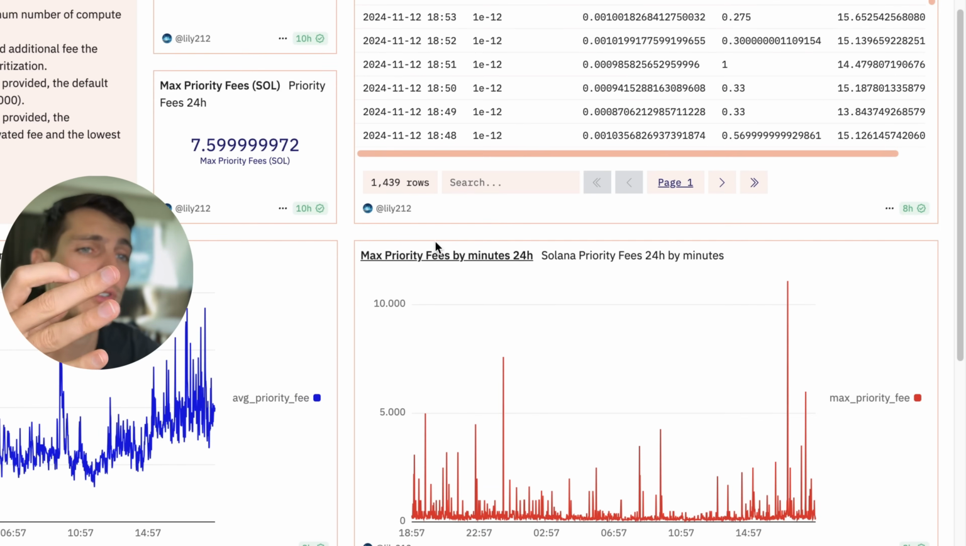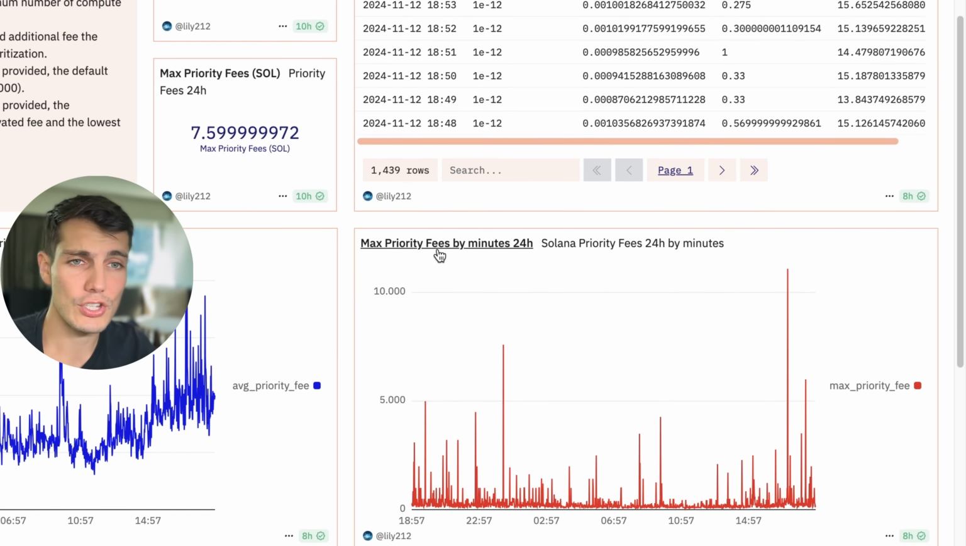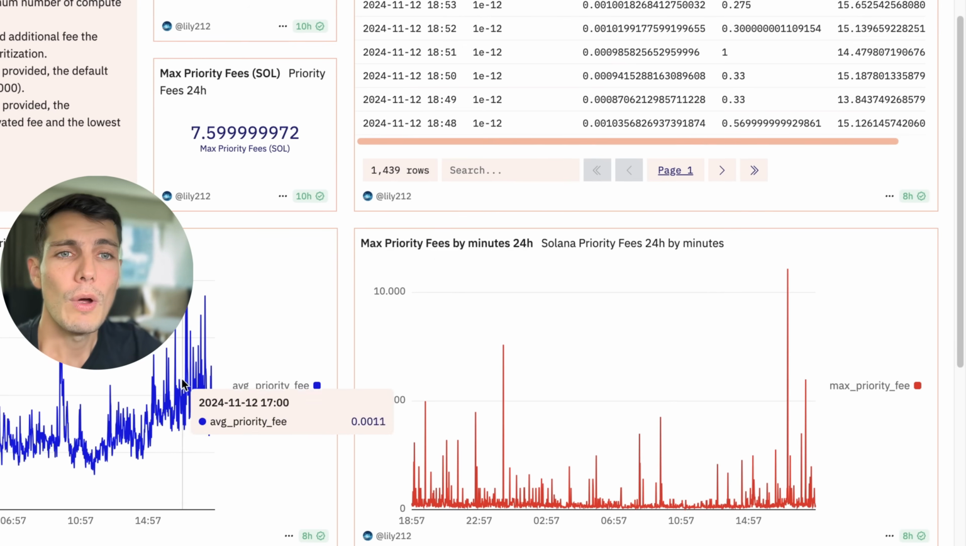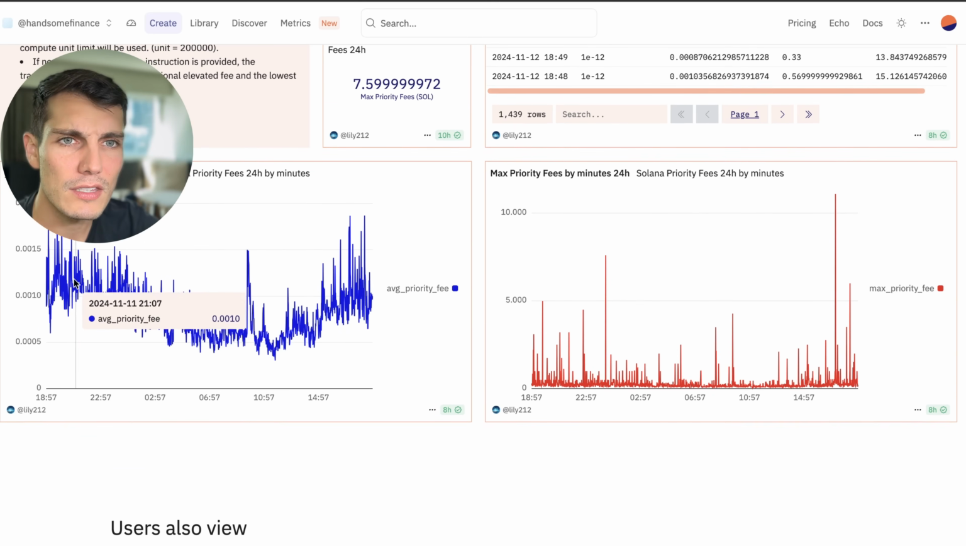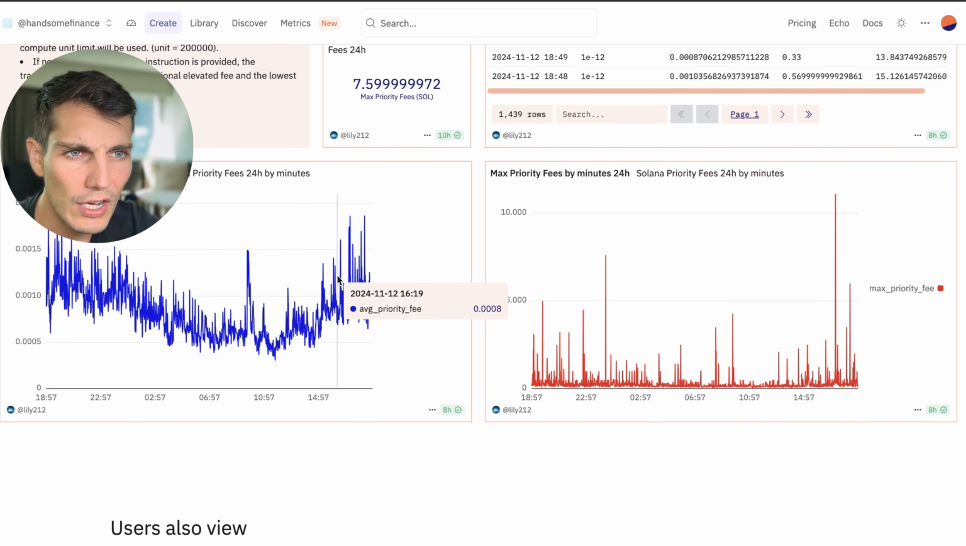And for that, we need to understand that it depends on the congestion of the Solana network. I know, wow, it's geeky, it's annoying. Well, here I have the average priority fees per 24 minutes, and you can see that it's going up, and then it goes up to 0.001.